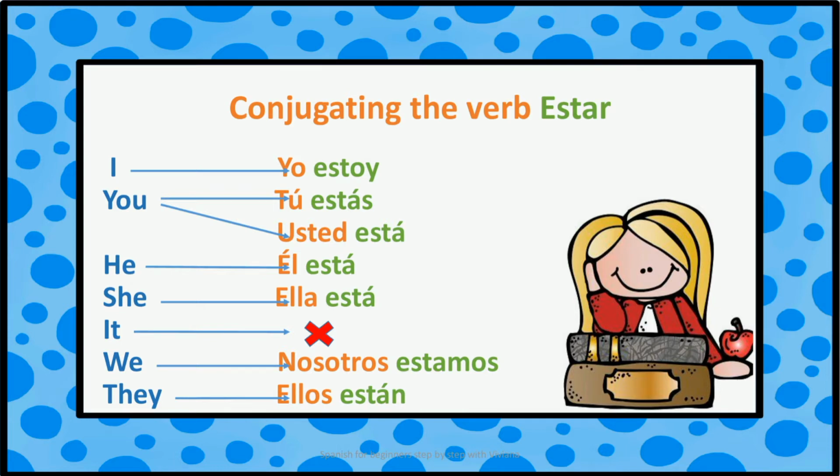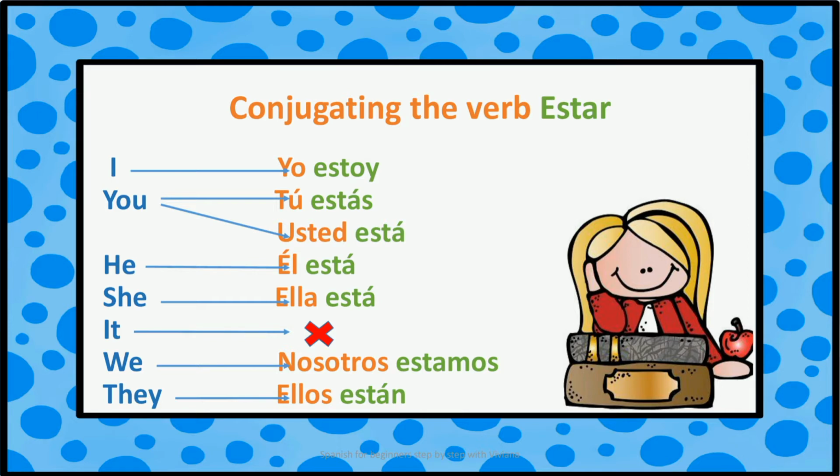Usted está. You are. He in Spanish is él. The conjugation is él está. Él está. He is. She in Spanish means ella. The conjugation is ella está. Ella está, she is.